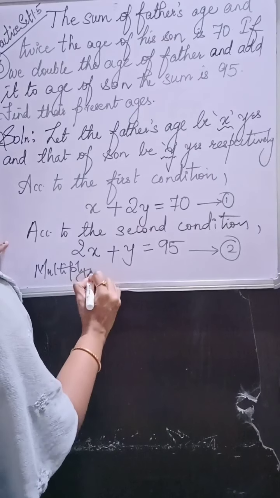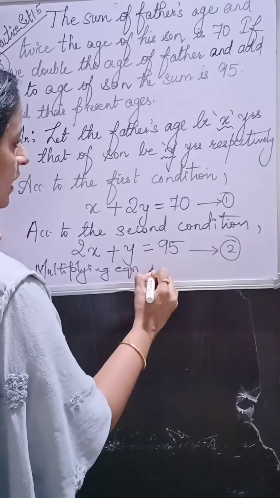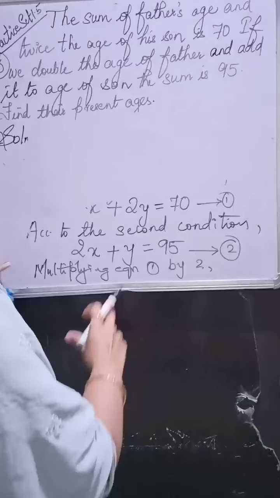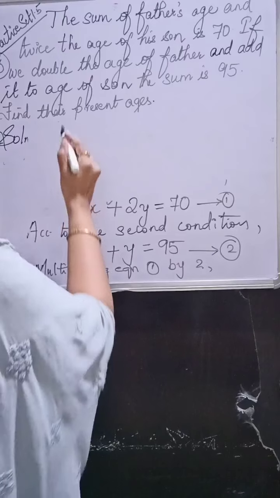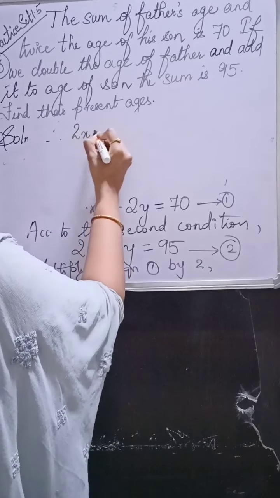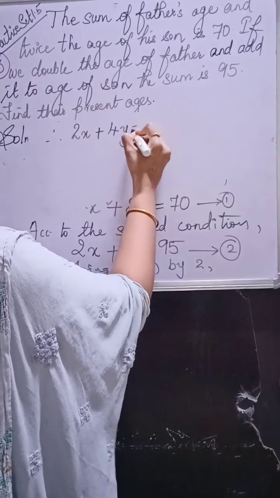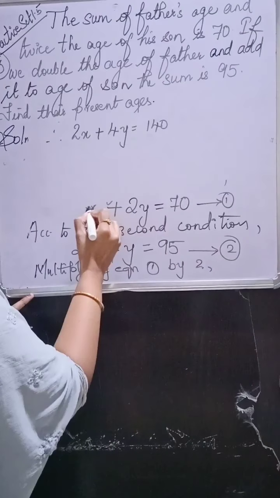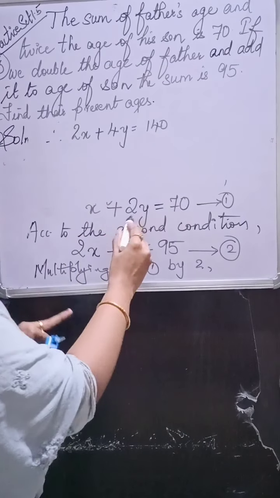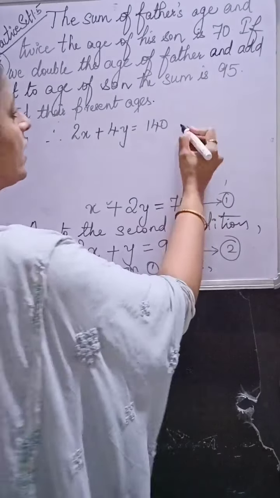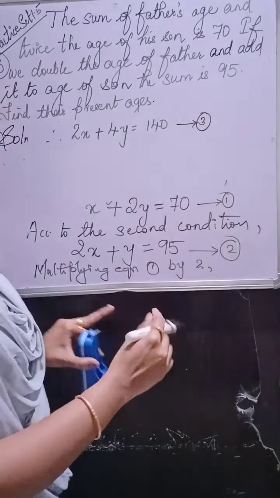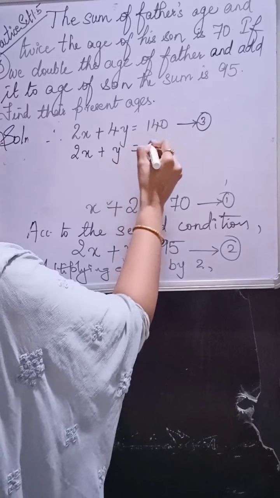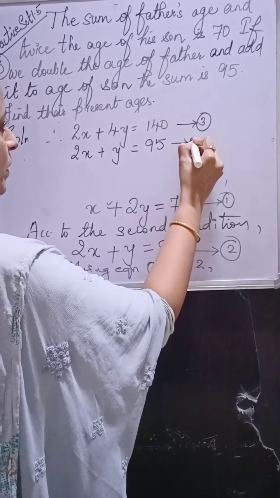Multiplying equation 1 by 2. So when you multiply, what are you getting? I multiplied equation 1 by 2, so I am getting therefore 2x plus 4y is equal to 140. Everywhere I am multiplying by 2. So 2x plus 2 into 2, 4y is equal to 140. This will be equation number 3, the new equation. And the second equation I will take as it is: 2x plus y equal to 95. This is equation number 2.